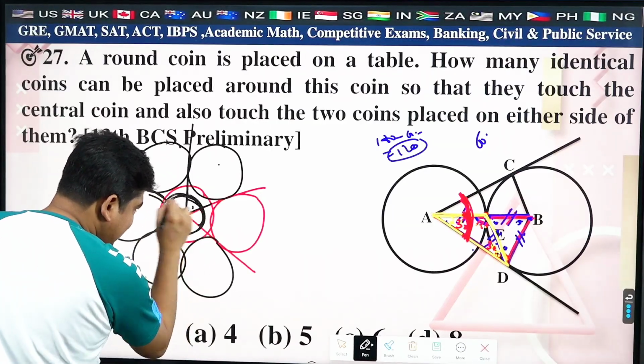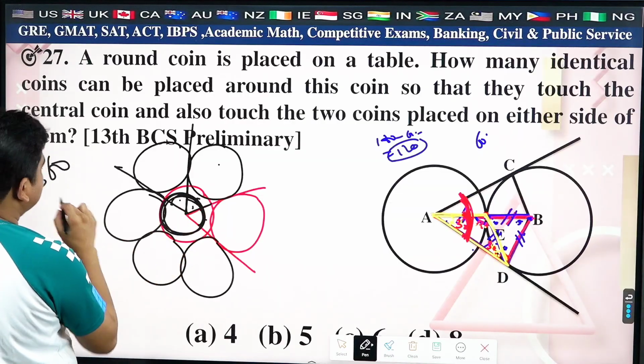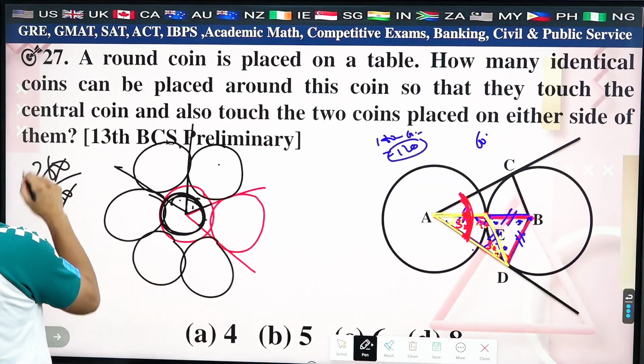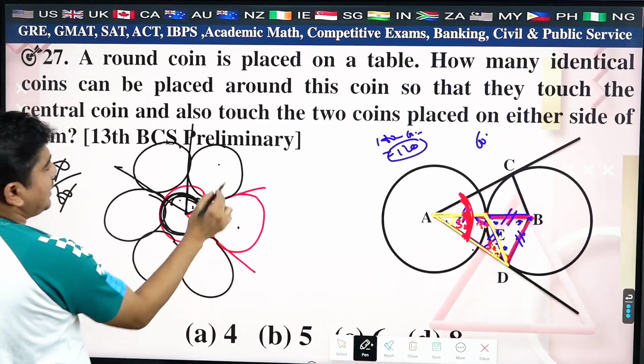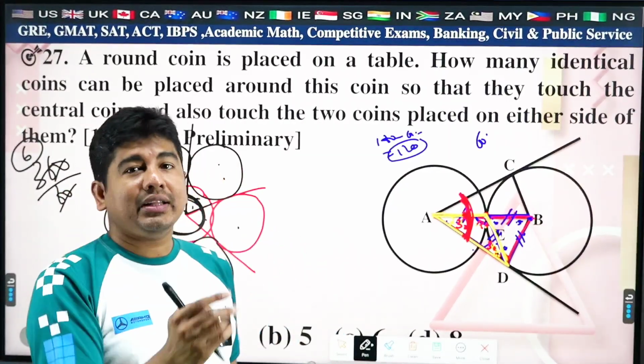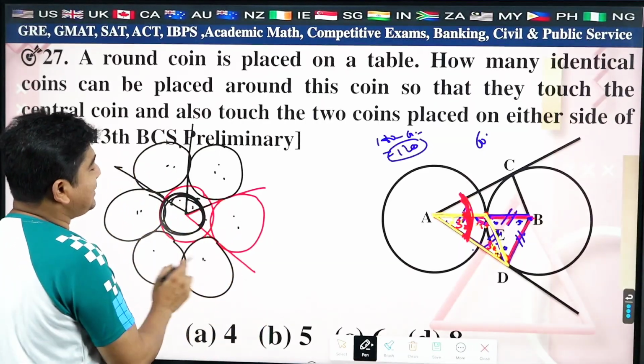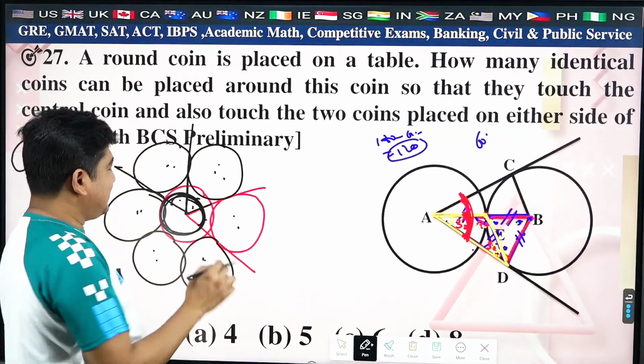The total angle in this circle is 360. Every angle will take 60 degree. So, if you divide by 6, then you can place 6 circles surrounding the center circle. Or you can place 6 coins centering the first coin.